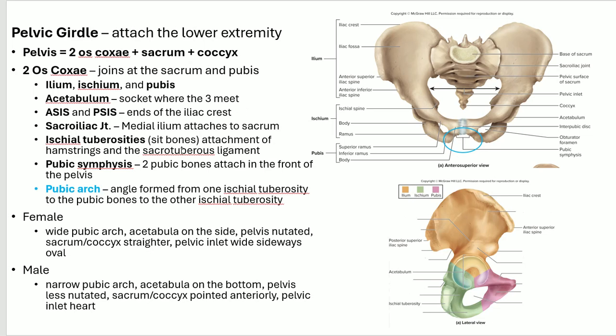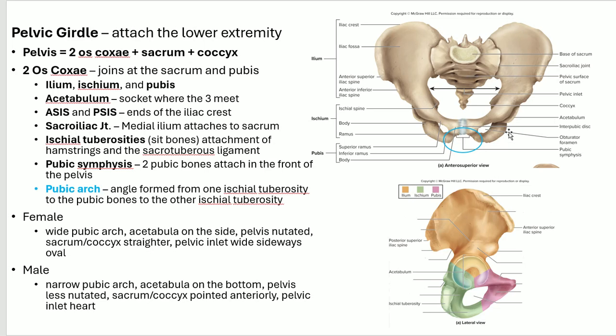The ischial tuberosities. So that's where we sit, right? Those are our sit bones. The ischium is the round part with the hole in the center. Right here, that's the ischium. And the tuberosity is the bottom bumpy part. Hamstrings also attach there, and the sacrotuberous ligament exists there. That's what keeps your pelvis together, keeps it from falling apart.